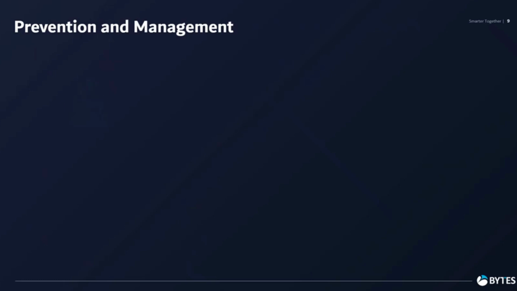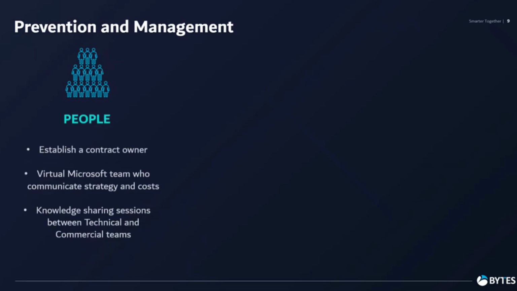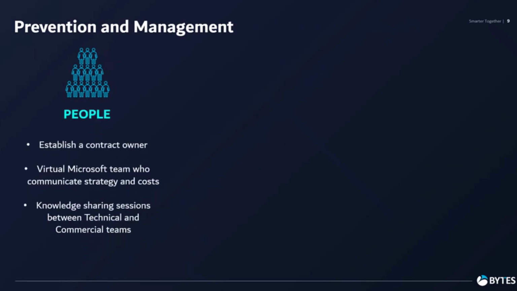However, for some of the items that we've discussed, we potentially can prevent. So how would we do this? This follows a pretty typical sort of ITAM process and policy and best practice procedure. The first of those is people. So making sure that there's a contract owner from Microsoft. It could be multiple contract owners depending on the scale and breadth of the organization.